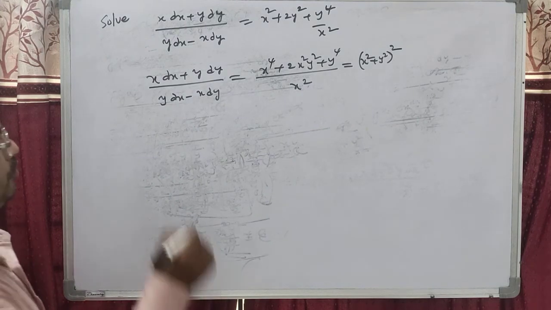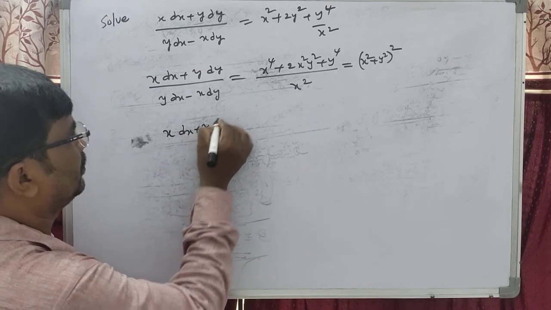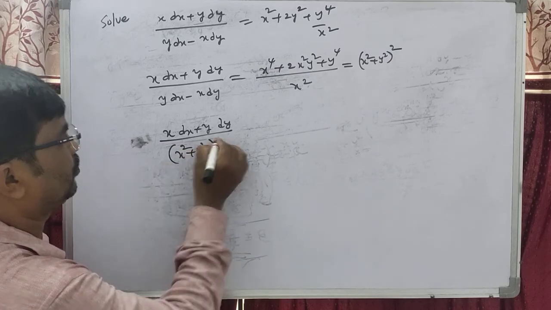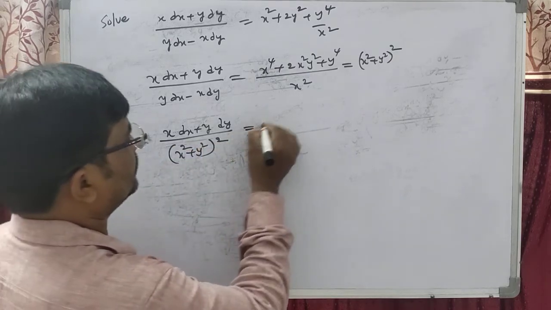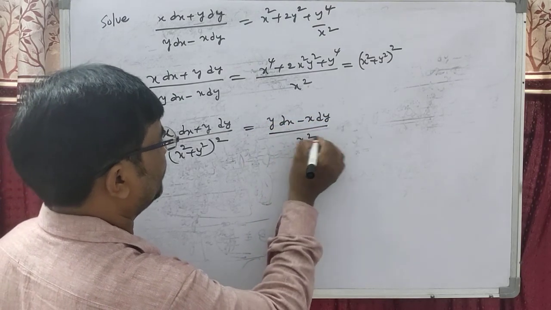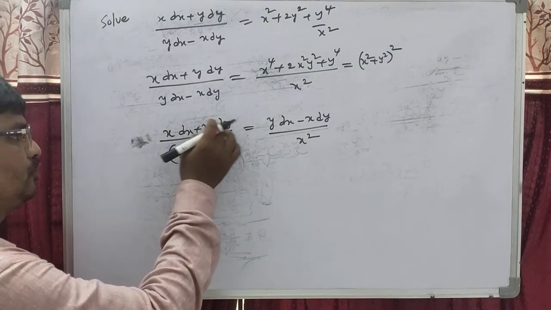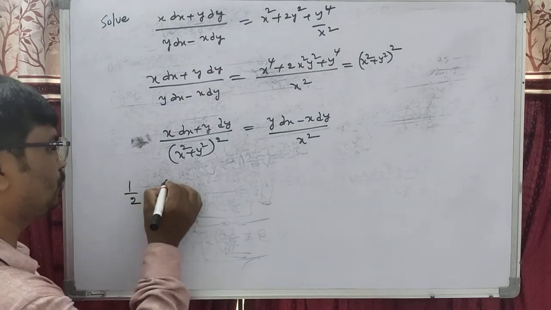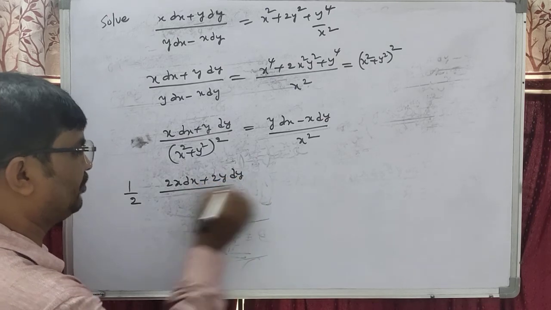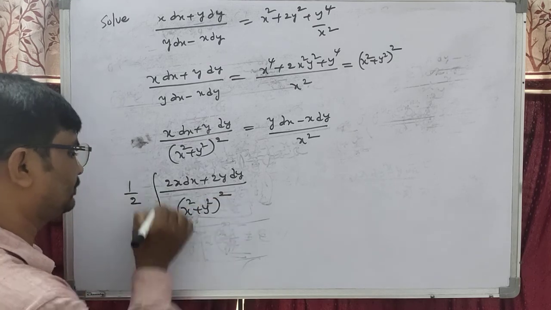Now students, we can write it as x dx plus y dy by x square plus y square whole square, plus y dx minus x dy by x square. What you can observe here: the x square derivative is 2x dx, the y square derivative is 2y dy. Now this is 1 by 2, 2x dx plus 2y dy by x square plus y square whole square.